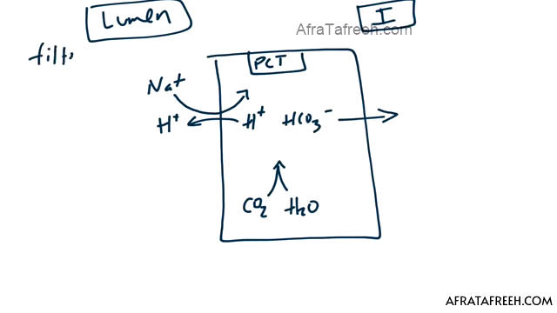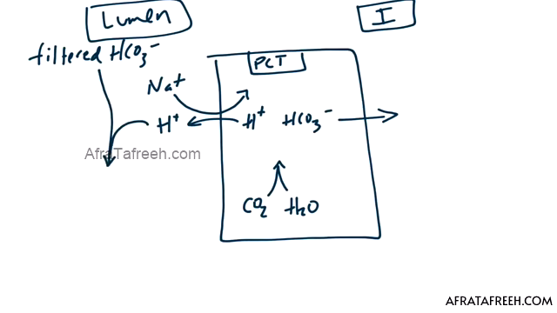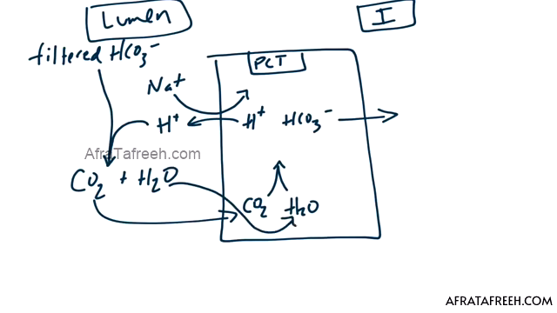Normally, filtered bicarbonate reacts with the hydrogen ions that are secreted to form carbon dioxide and water. The carbon dioxide and water diffuse into the cells of the proximal convoluted tubule, and the process starts all over again. So you can see that free hydrogen ions in the lumen of the nephron are necessary in order for bicarbonate to be reabsorbed. If the hydrogen ion concentration is reduced, more bicarbonate passes by the proximal convoluted tubule and ultimately gets excreted into the urine.